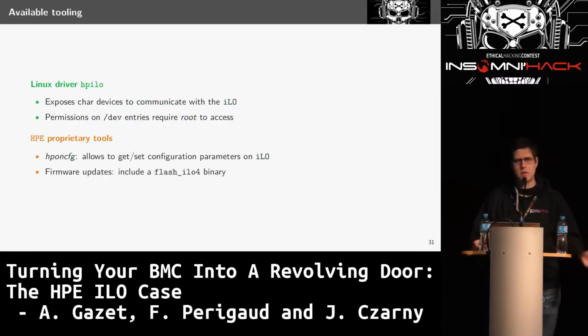So, to study how the communication worked between iLO and the main operating system, we started to look at the available tooling for normal communication. In the Linux kernel, there's a driver called hpilo, which exposes some character devices to communicate with the iLO. It requires root privileges to use these devices. And HPE also publishes some proprietary tools to modify the configuration of the iLO or to flash a new firmware on the iLO directly from the Linux host. So this was a good base to start studying how the communication worked.